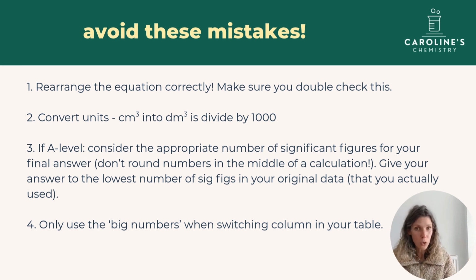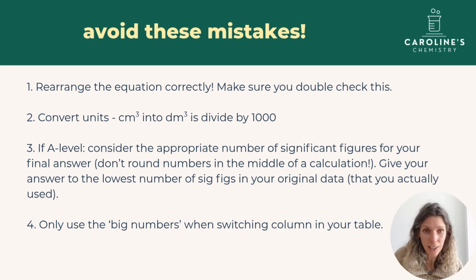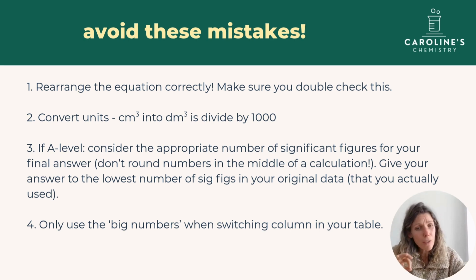And this bit is appropriate to whether you're GCSE or A level. Do not round your numbers in the middle of a calculation. Keep the number as long as you possibly can, the whole number. If you're A level, do give your answer to the lowest number of significant figures in your original data. So that is because you can't give an answer that is more precise than the data that you were given. If you are GCSE, then sometimes the question will ask you, like, give your answer to 3 significant figures, in which case that's all you need to worry about.